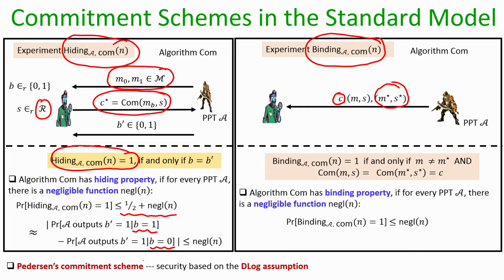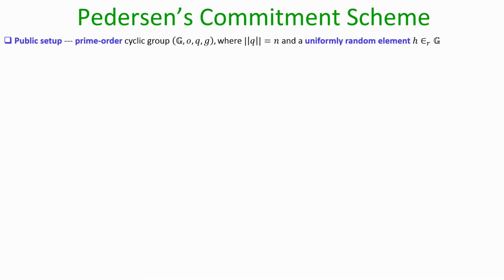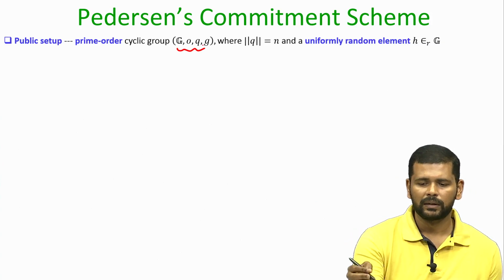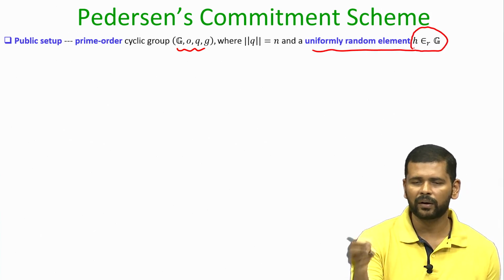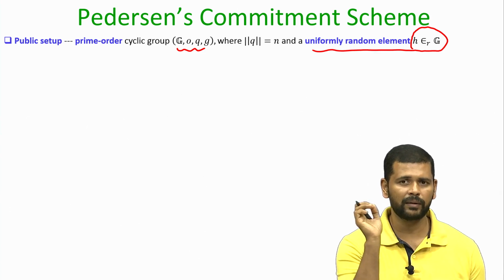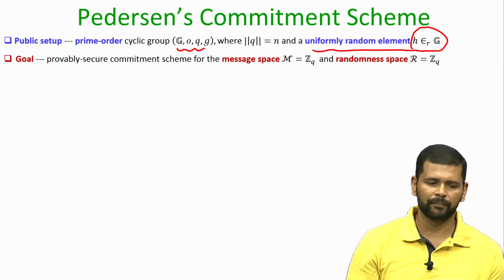So, now what we are going to do is we are going to see a very nice commitment scheme which is called Pedersen's commitment scheme, which provides you the hiding property, binding property, and its security is just based on the discrete log assumption. So, the public setup that is given as part of the commitment scheme is the description of the cyclic group, the group order, and a uniformly random group element from the group whose discrete log is not known to anyone. So, this is like a trusted setup done by a trusted third party, and it is done once for all. Once it is done, we can use it to instantiate or invoke a polynomial number of invocations of the commitment scheme.